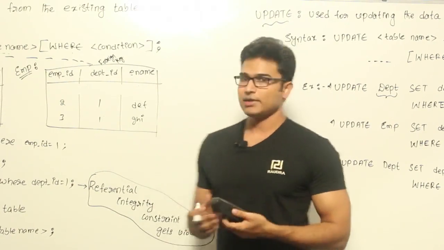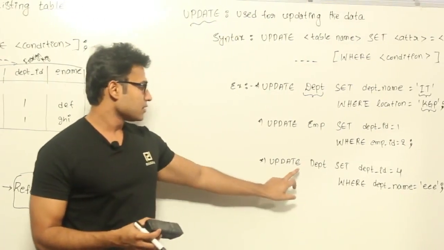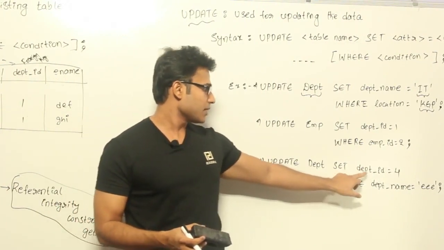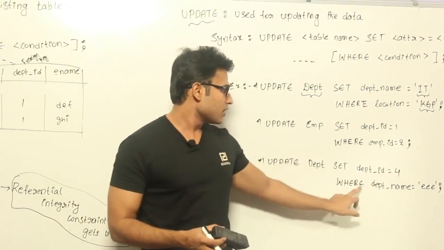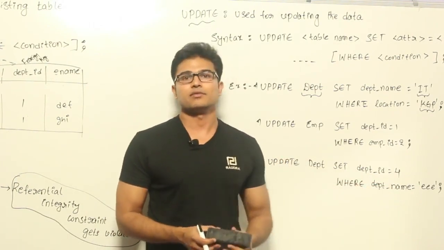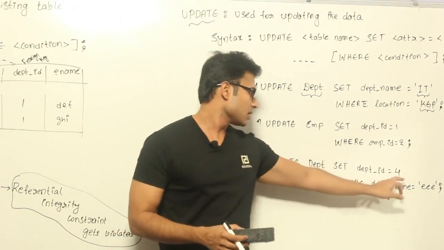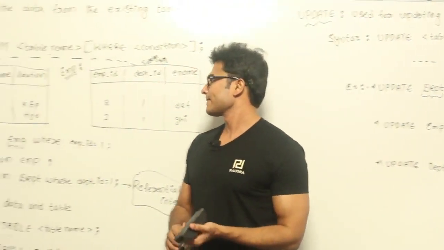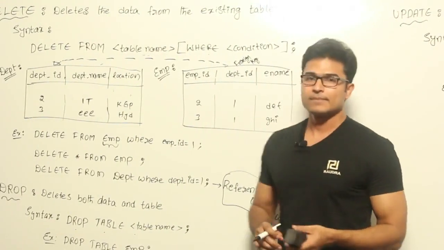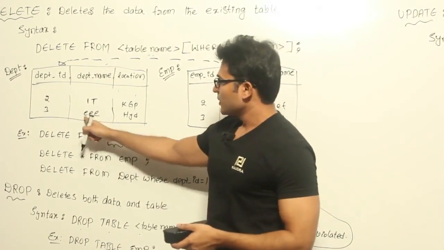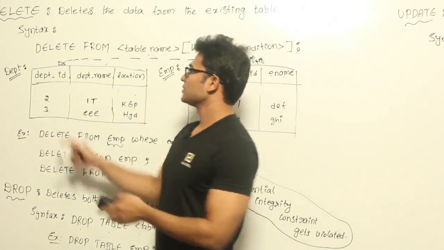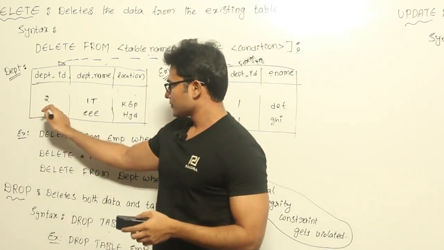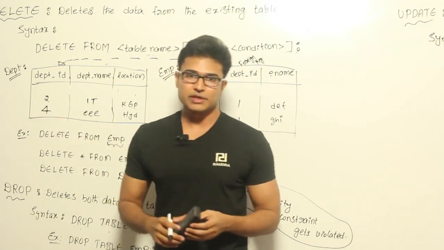Now sometimes updating might also lead to violation of integrity constraint. Let's see an example on that. Let's see this statement: update department set department ID equal to 4, where department name equal to EEE, which means for the EEE department we want to set its department ID to 4. Now if you observe this, in the EEE department we are going to set its department number as 4. Sometimes this might cause violation of the referential integrity constraint.